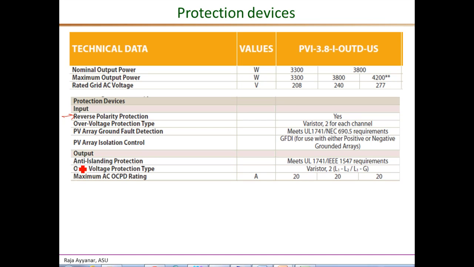On the output side, another key requirement of any PV inverter is anti-islanding protection. This is related to when there is a grid failure: the inverter should detect this grid failure and de-energize itself within a specified time. This is done by one of many different types of island detection methods, such as active island detection.